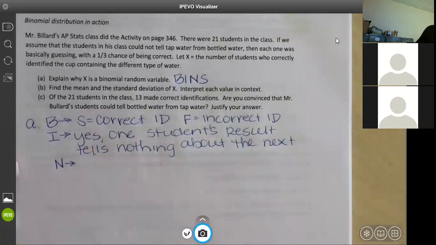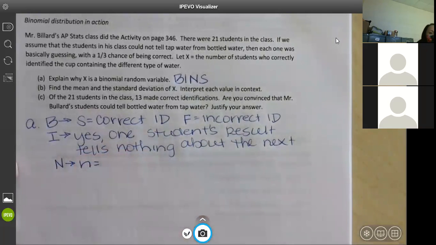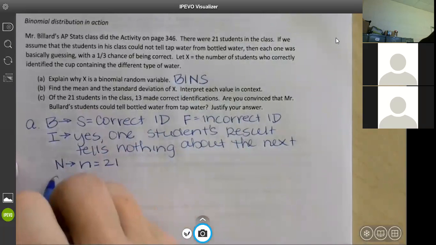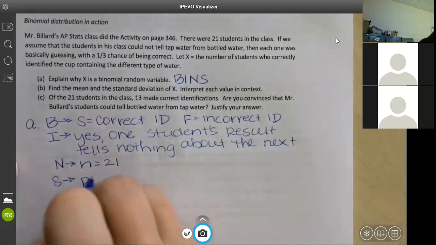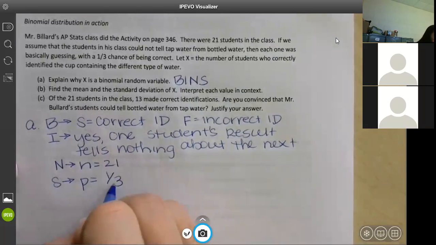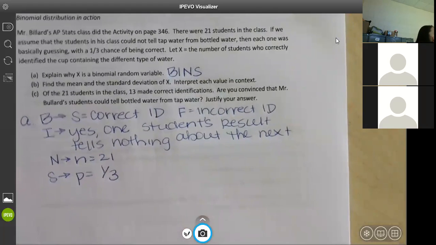What's your number of trials? It is 21. There are 21 students who are guessing. And then your success probability is? One-third. So is it a binomial random variable? Yes.